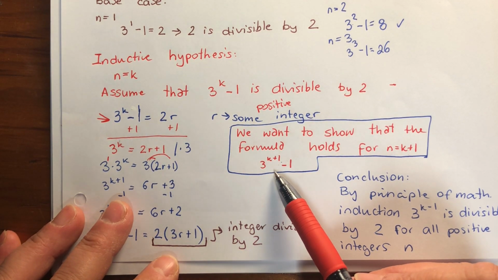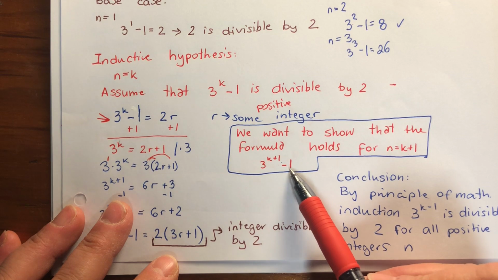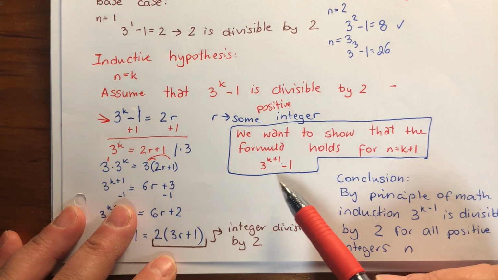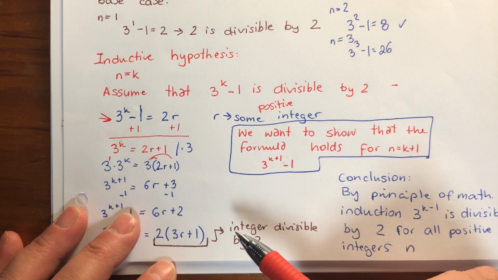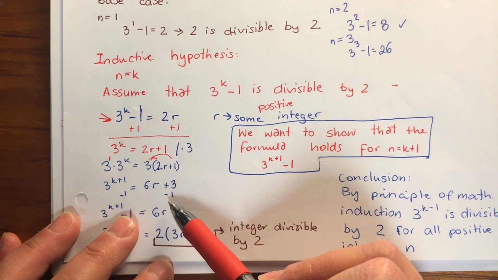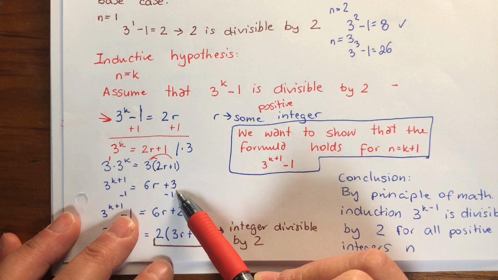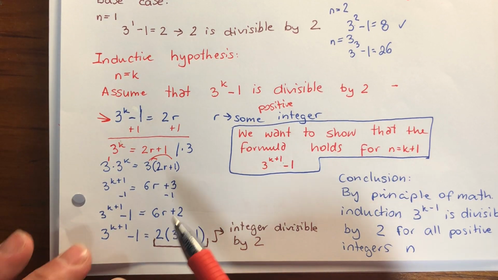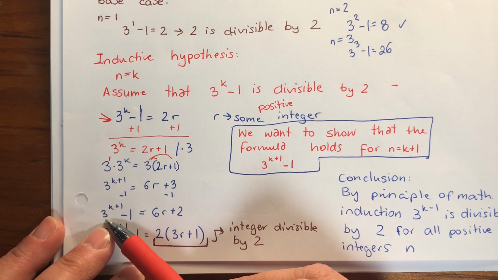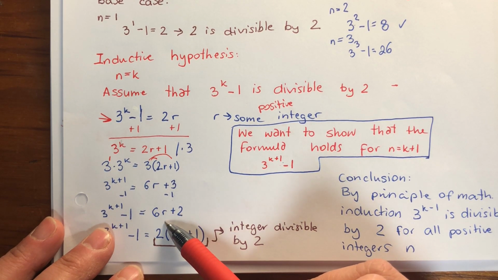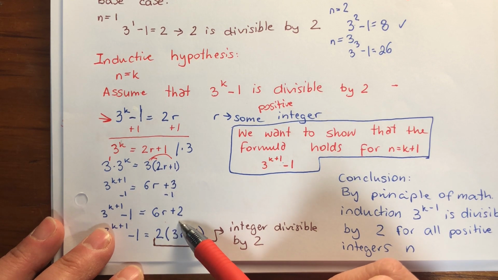But in order to look exactly like it, I need to have the 3^(k+1) minus 1. So because this is an equation, I am going to take away 1 from both sides. So from this 3, I am going to move 1 to the other side. And once you do it, you will get 3^(k+1) minus 1 is equivalent to 6r plus 2.